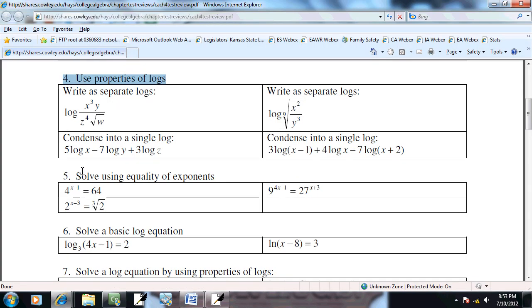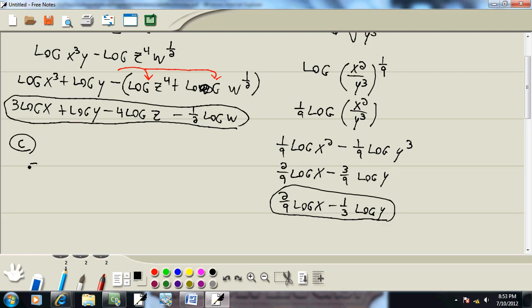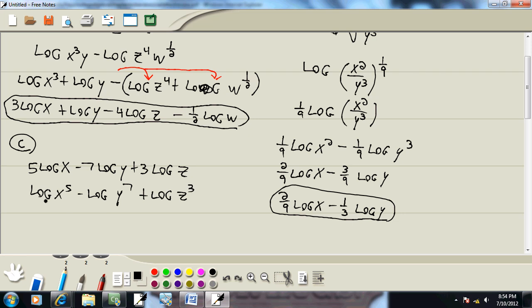Let's look at our third problem. We got 5 log x minus 7 log y plus 3 log z. And we want to condense these. Well, before we can use any of our properties, we have to get rid of numbers in front of the logs. So I'll take these and put them as a power. So we have log x to the fifth minus log y to the 7th plus log z to the third.